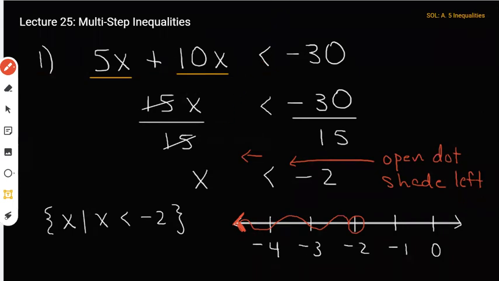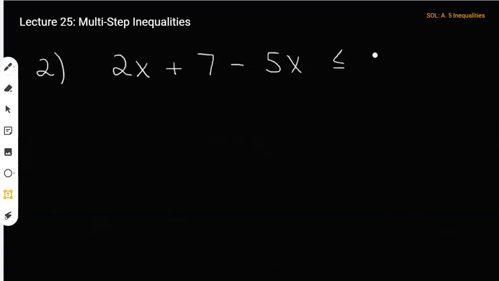Okay, let's try number 2. Number 2 is done the same way, just different numbers. We're going to have 2x plus 7 minus 5x is less than or equal to 4.